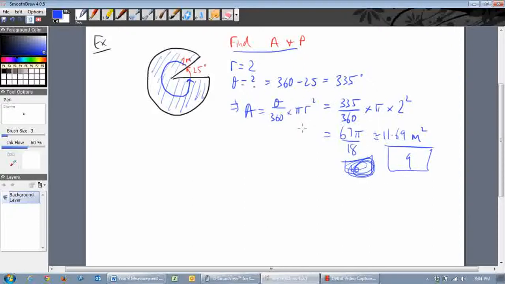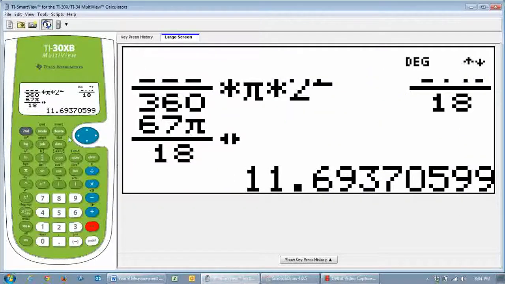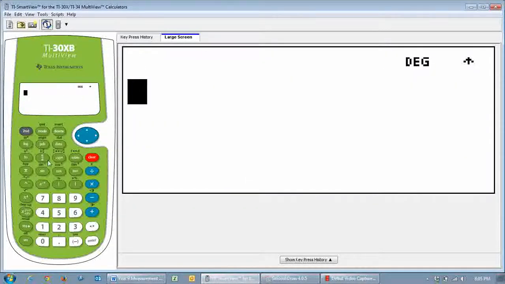Okay, perimeter, I'll just quickly do it. Perimeter is equal to, again, theta over 360 times 2 pi r plus 2r. Again, plug in the numbers. It's going to be the same, 335 over 360, times the radius of 2 plus 2 times 2. I'm not going to do this in the calculator. Maybe I should do it in the calculator, just stop being so lazy.